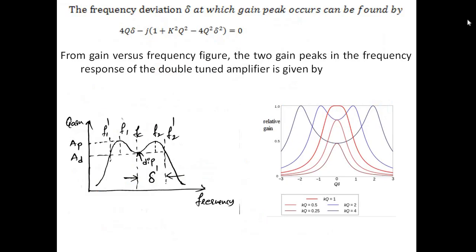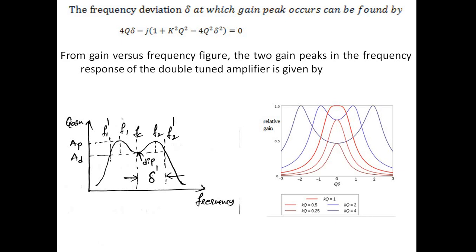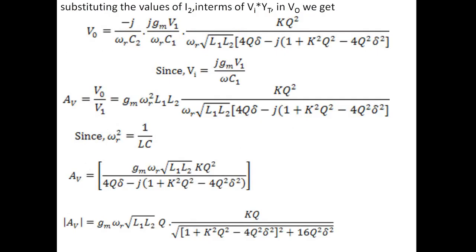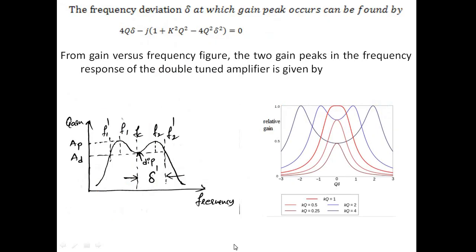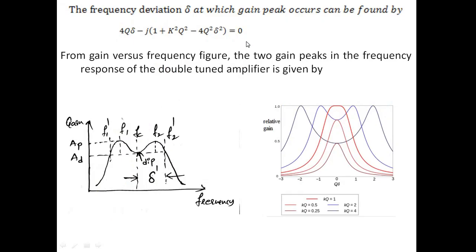The same circuit, the same formula we have written in this fashion. We need to calculate the frequency deviation. Let us see this circuit. This is what we are trying to make equal to 0. See this. This is the term we are trying to make equal to 0: 4Q delta minus J into 1 plus K square Q square minus 4Q square delta square, which is equal to 0.